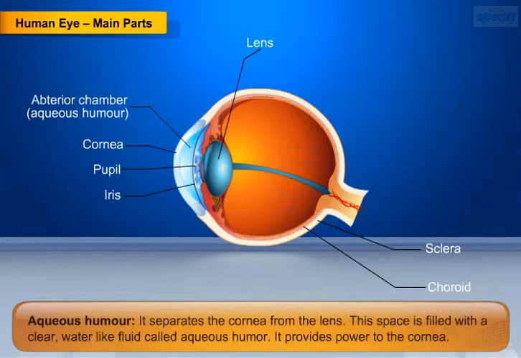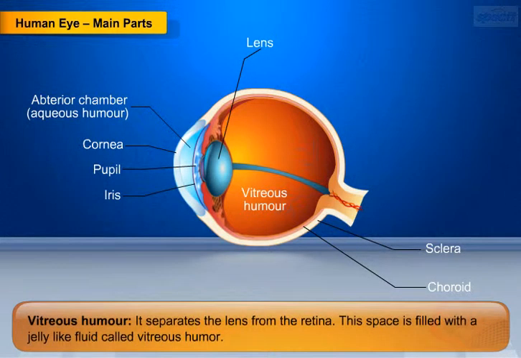Aqueous humor. It separates the cornea from the lens. This space is filled with a clear, water-like fluid called aqueous humor. It provides power to the cornea. Vitreous humor. It separates the lens from the retina. This space is filled with a jelly-like fluid, called vitreous humor.